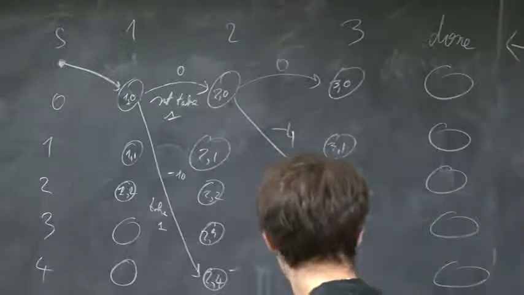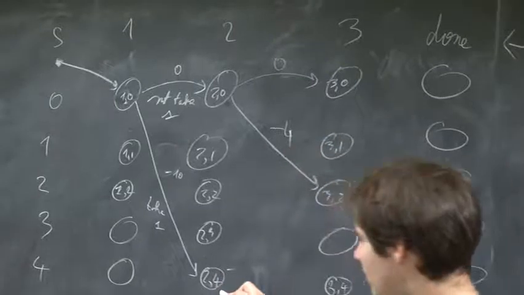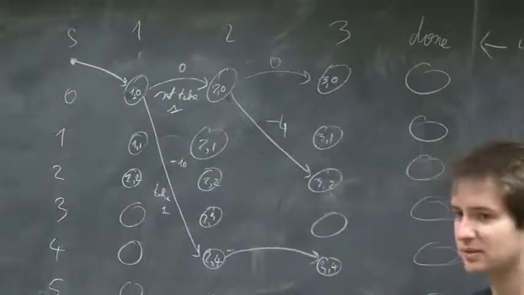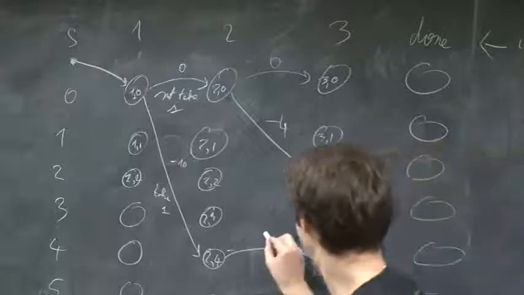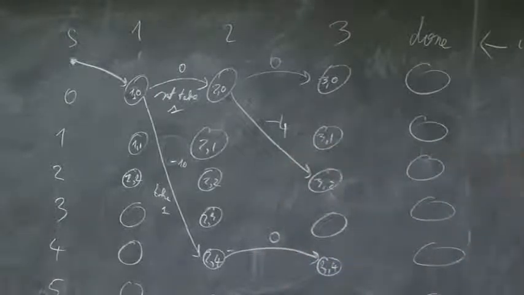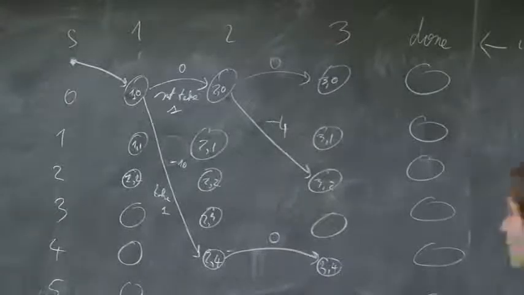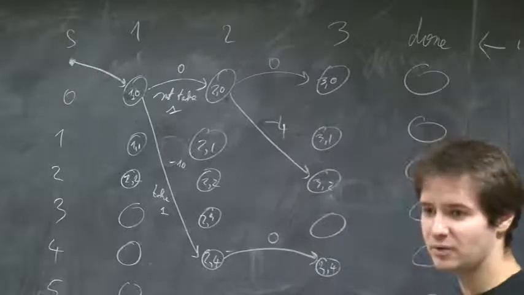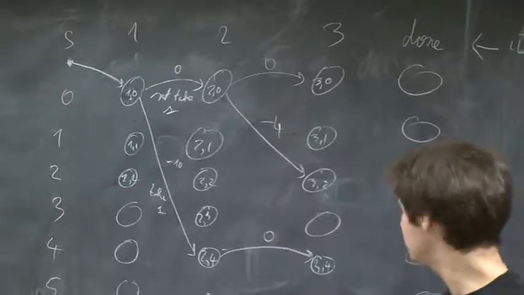So if I decide I'm not going to take item 2, but I already have 4 pounds in my backpack, I'm still going to end up with 4 pounds in my backpack. And I don't get anything out of it. And that's it, because if I try to take the second item, that would put me overweight. So the edge would go out of the graph, therefore it doesn't exist.